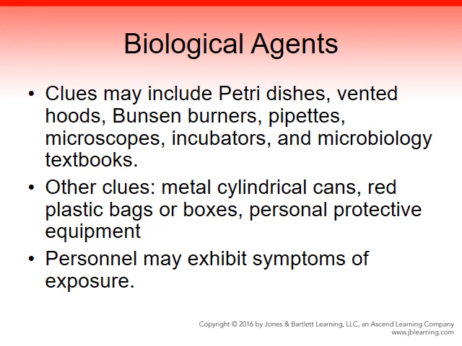Biological agents. Clues may include petri dishes, Bennett hoods, Bunsen burners, pipettes, microscopes, incubators, and microbiology or biology textbooks. Other clues can be metal cylindrical cans, red plastic bags or boxes, and plenty of personal protective equipment lying around. Personnel may exhibit symptoms of exposure.